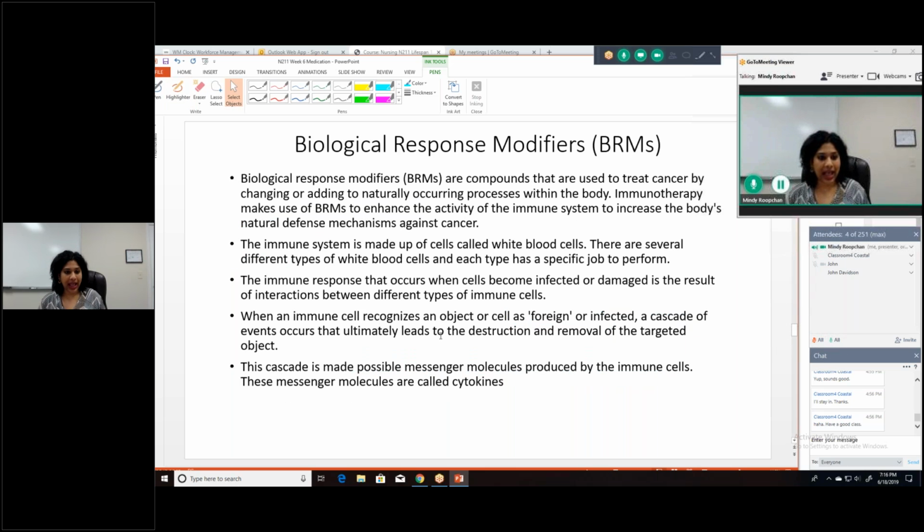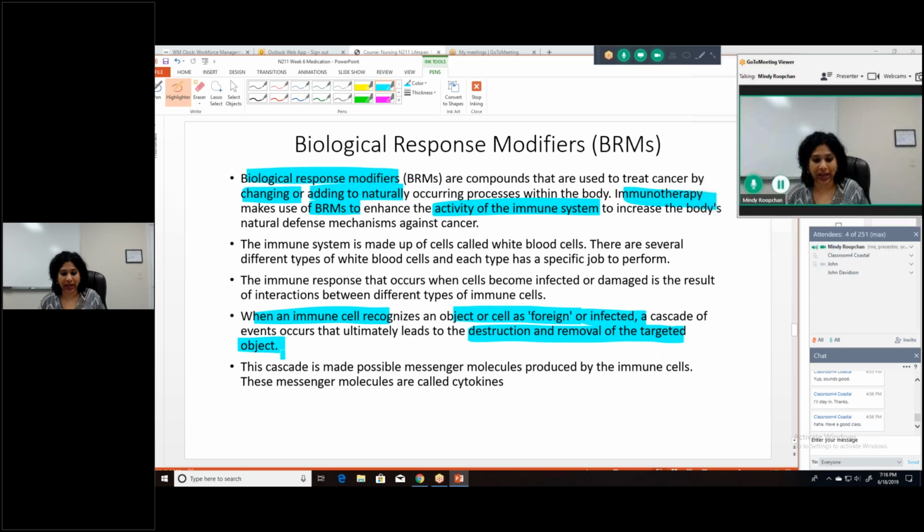For BRMs, these are called biological response modifiers, and these are compounds that are used to treat cancer by changing or adding to the naturally occurring processes in the body. So immunotherapy makes use of BRMs to enhance activity of the immune system, to increase our body's natural defense mechanisms against the cancer. When an immune cell recognizes an object as foreign or infected, a cascade of things is going to happen, which leads to the destruction and removal of this targeted object.